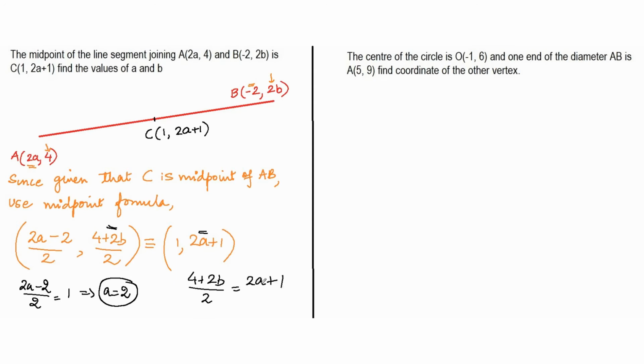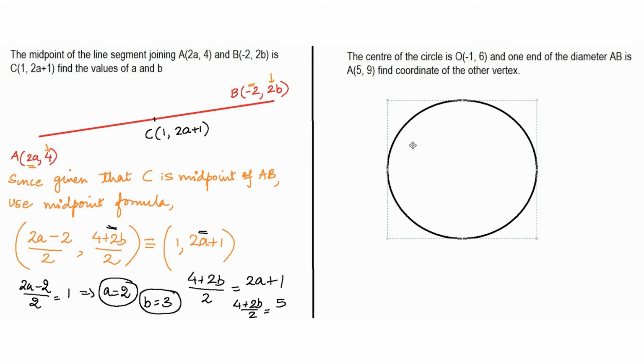But wait, I found the value of a as 2. So this is going to be (4 + 2b)/2 equals 2 times 2, which is 4, plus 1 is 5. And now if you solve for b, the value of b will be equal to 3. So the value of a will be 2 and the value of b will be 3. This is how you find the values of a and b. Let us now solve the next question.